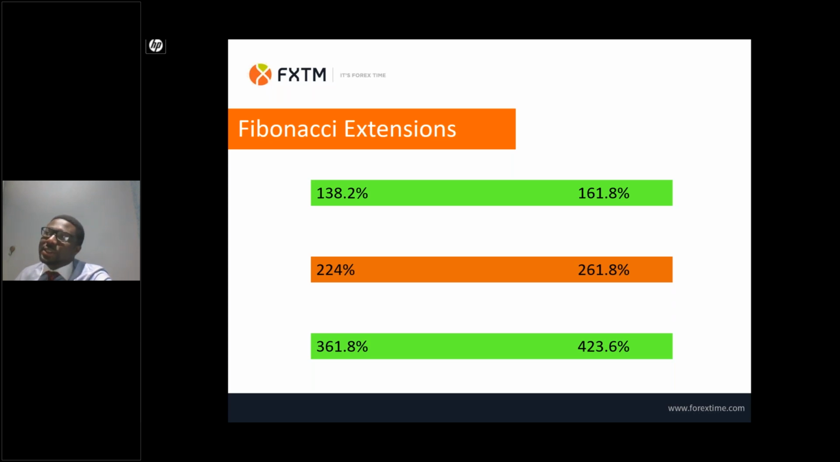Now, why do we call these extensions? Because they are greater than 100. You saw the previous ones we did, it was 0.618 and 0.382. If you add both of them, it will give you 1. But this time around, these ones are greater than 1, or greater than 100%. So we have 138.2, 161.8, we have 224, we have 261.8, we have 361.8, and we have 423.6.